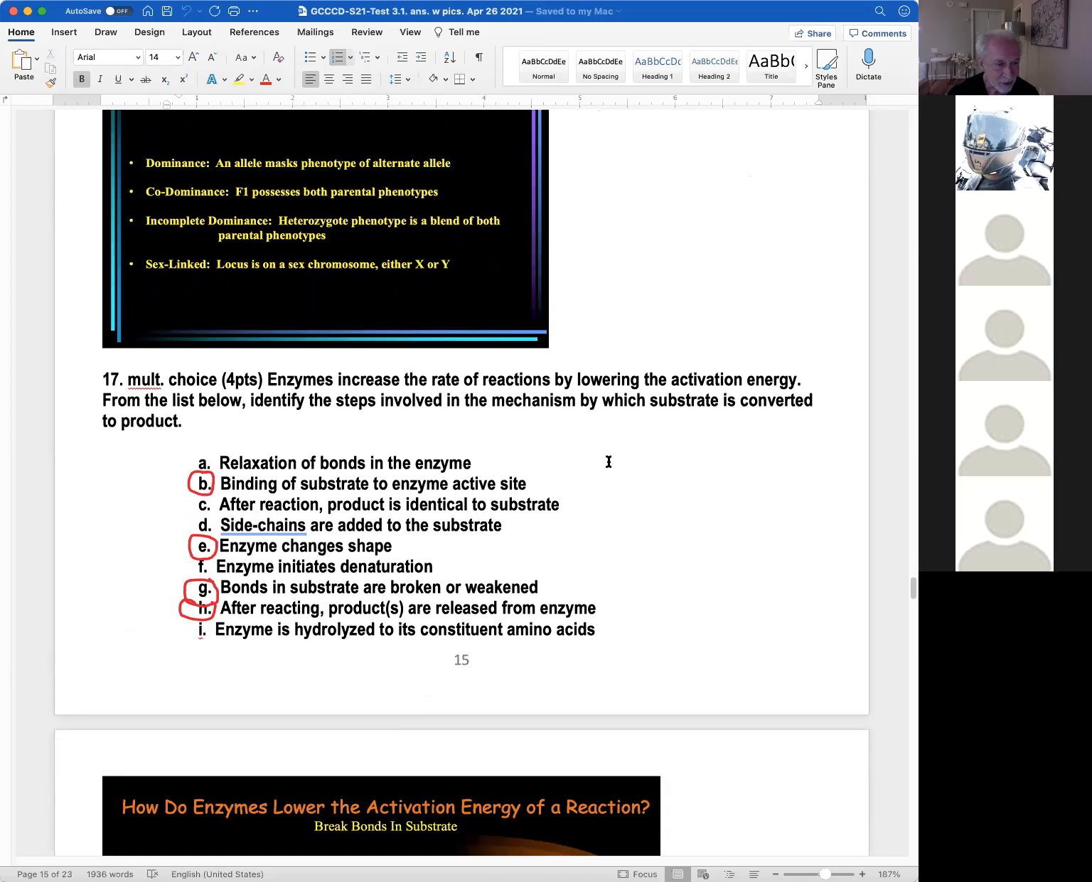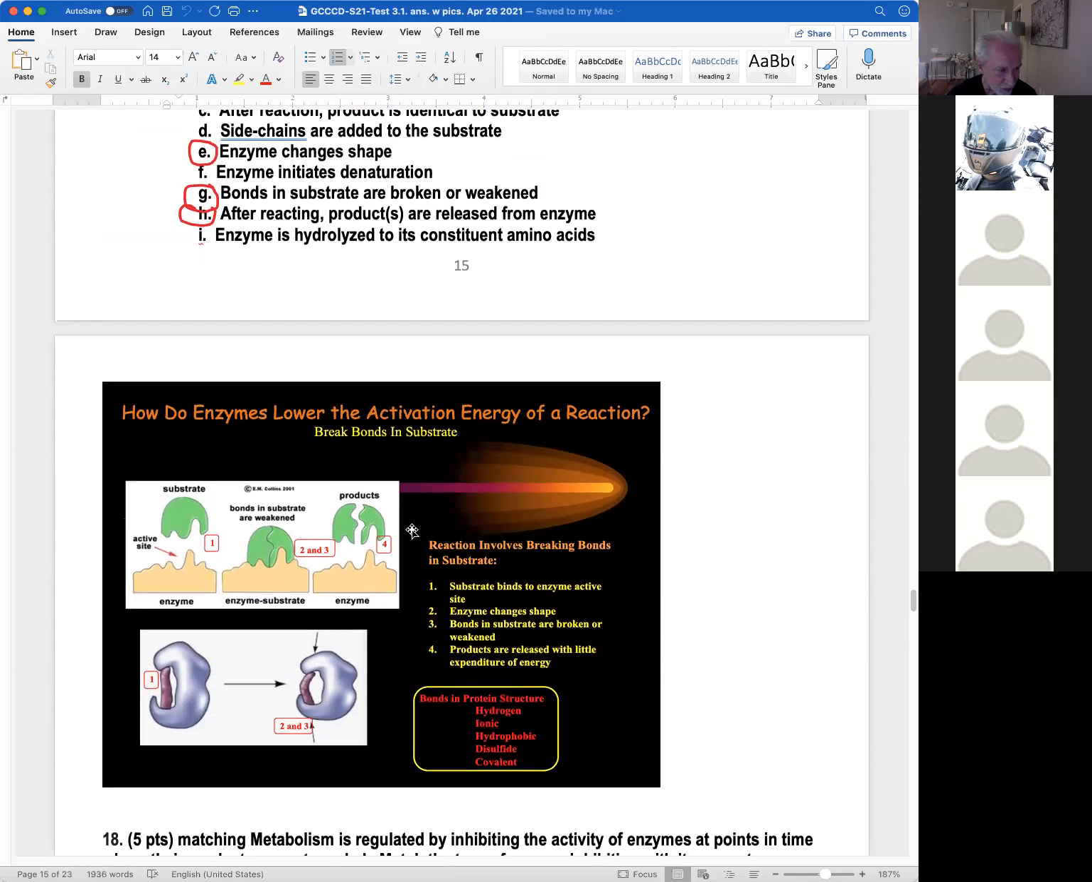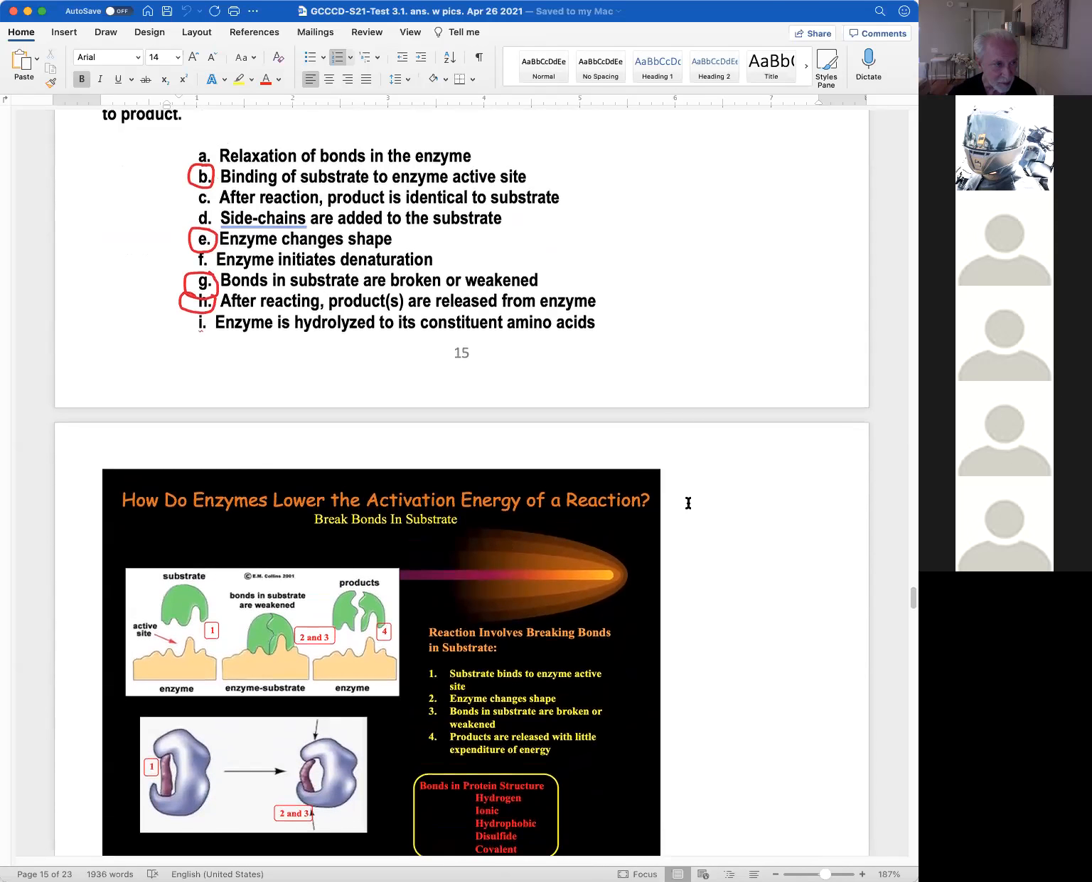And enzymes increase the rate of reactions by lowering activation energy. And what I wanted you to think about in this question was exactly how do enzymes do that? What is the mechanism by which they lower the activation energy? So I chose, we had a number of slides about this, but I chose this one to illustrate the point here. And this is where this question came from.